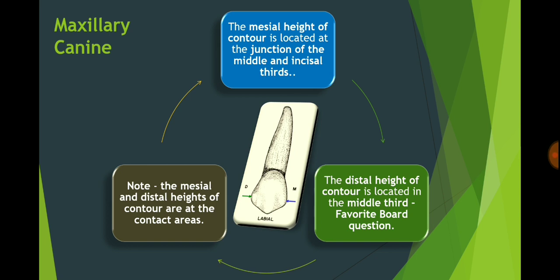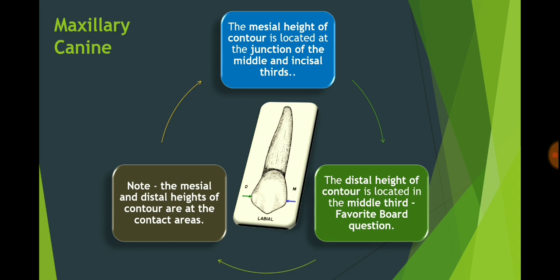Now this becomes easy. Remember, for the maxillary lateral incisor, the mesial height of contour is at the junction of the incisal and middle third. Now look at this: when it comes to the canine, it's almost the same. The mesial height of contour is found at the junction of the incisal and middle third.